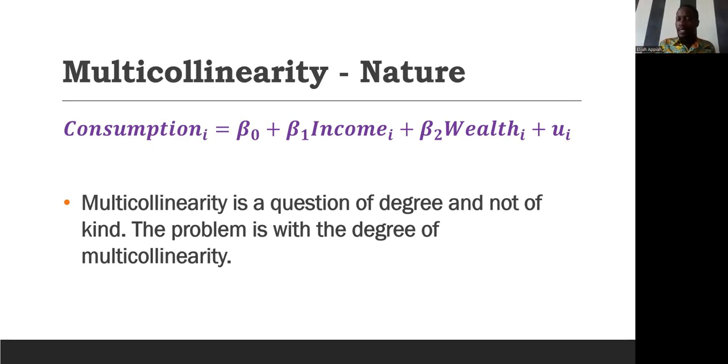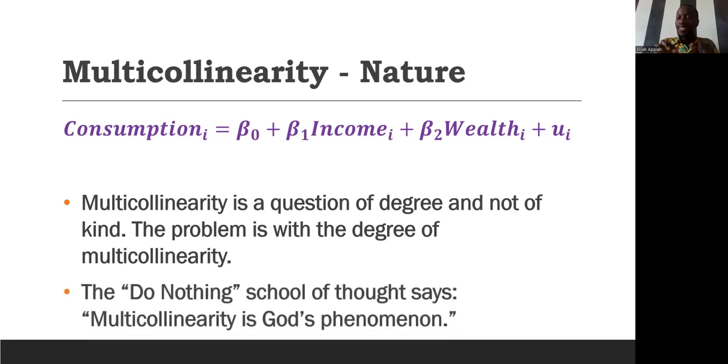But let's look at the independent variables, income and wealth. Don't you think that a person that has more income is likely also going to have more wealth? So somehow we see that income and wealth would have some kind of relationship. So it would be very difficult for you to look at the effect of income alone on consumption when wealth is introduced into this regression model. But let's look at this issue. Multicollinearity is a question of degree and not of kind. It is not the mere fact that multicollinearity exists that is a problem, but the degree of the multicollinearity.